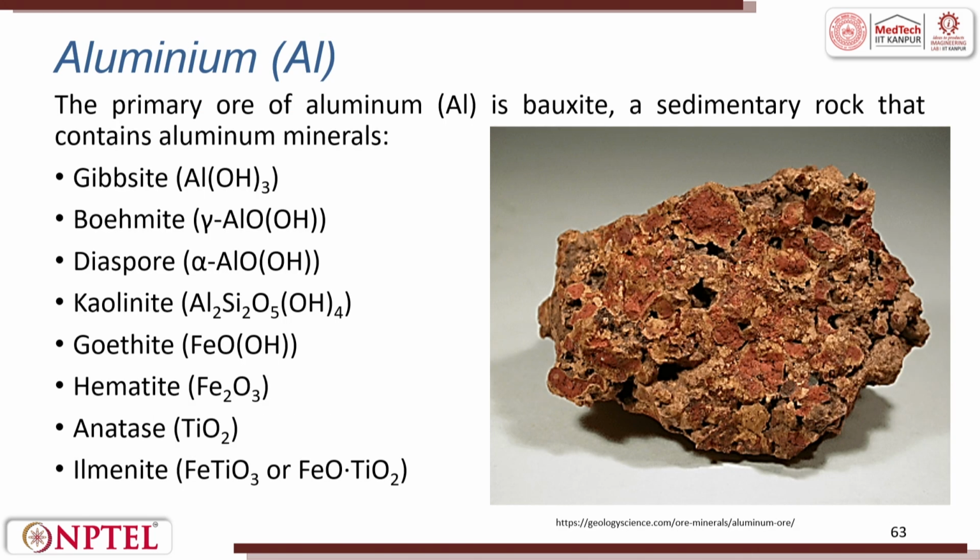So, when we talk about aluminum, the primary ore of aluminum is bauxite. It is a sedimentary rock that contains minerals like Al(OH)3, gamma AlOOH, alpha AlOOH, Al2Si2O5(OH)4 and FeOOH, Fe2O3, TiO2 and FeTiO3. So, these are all part of the sedimentary rock like bauxite, which is used as a starting raw material, and then they refine it to get aluminum.